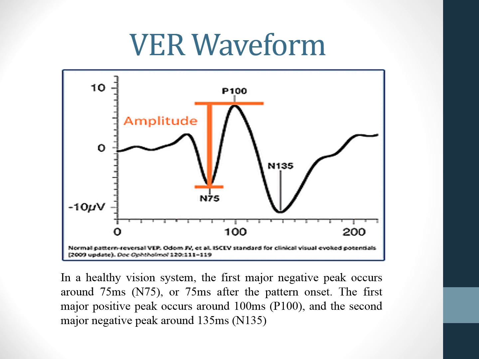After this we have latency, the P100 latency. Now this red line indicates latency. P100 latency is measured in milliseconds. It indicates the time which the electrical signal will take to travel from the retina to the visual cortex. If there is any pathology or any other abnormal condition, then the latency period will increase.